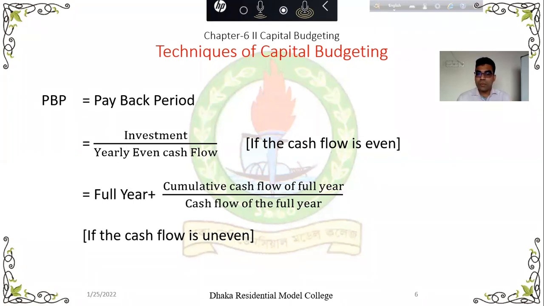If the cash flow is uneven, suppose your project is for 5 years. First year you got 10,000, second year 15,000, third year 12,000, fourth year 17,000. That means every year you got a different cash flow. Different cash flow is called uneven cash flow. If uneven cash flow is given, how will you calculate payback period? Jaber, can you tell? Sir, by adding full year plus cumulative cash flow of full year divided by cash flow of the full year. Right.